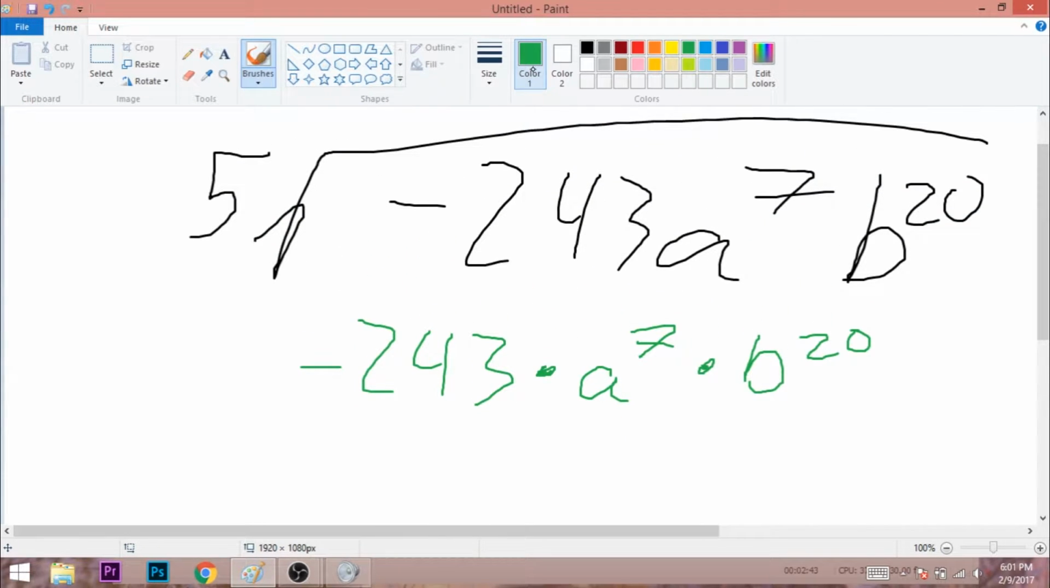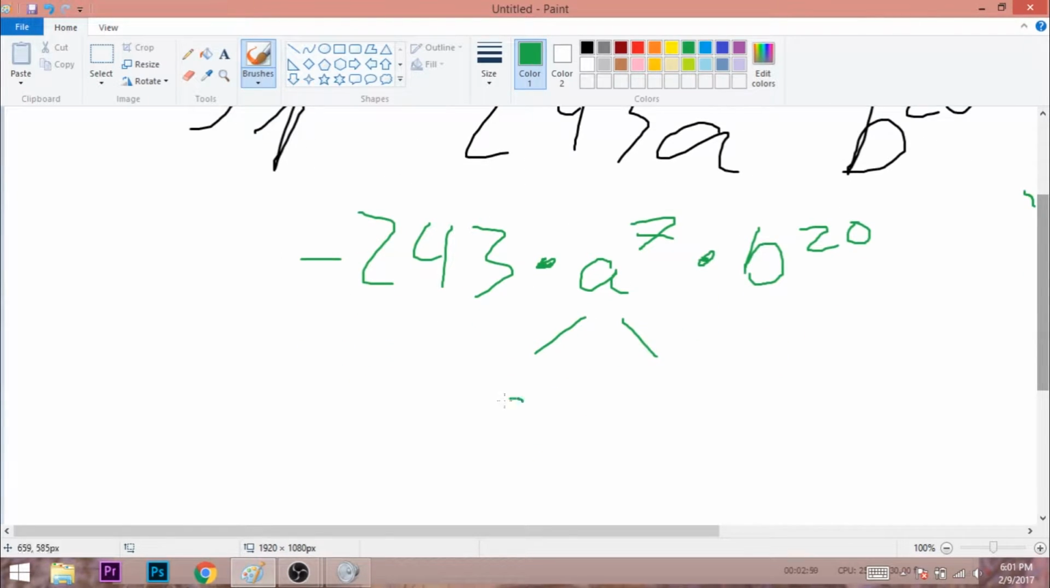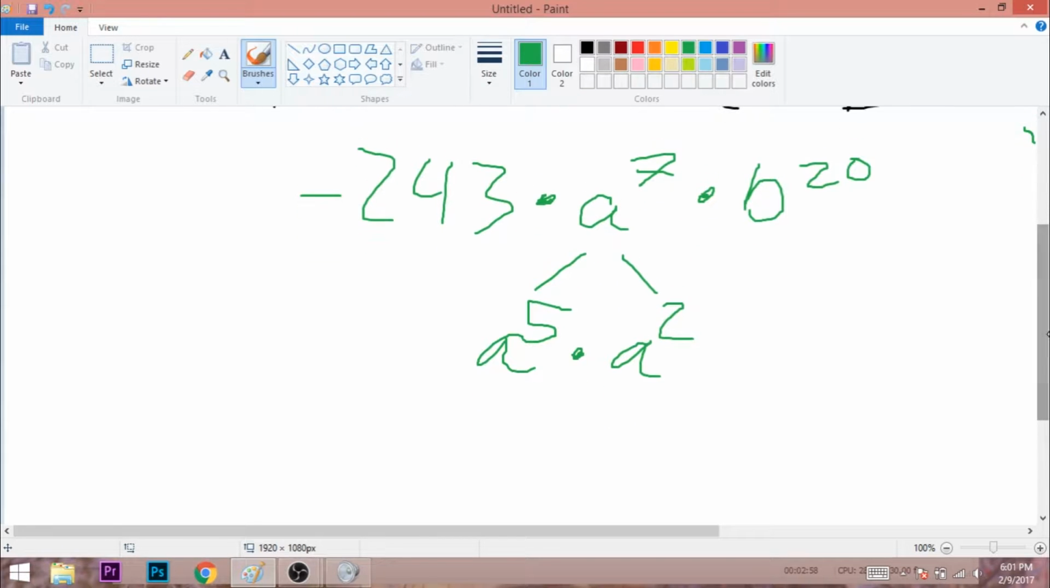Now looking at the 5, we can split up a7, this is also equal to a5 times a2, because remember, when we're multiplying, we're essentially just adding the exponents. But in this case, we're not going to be adding it. We're going to split it apart. So we have 5 and 2, right?